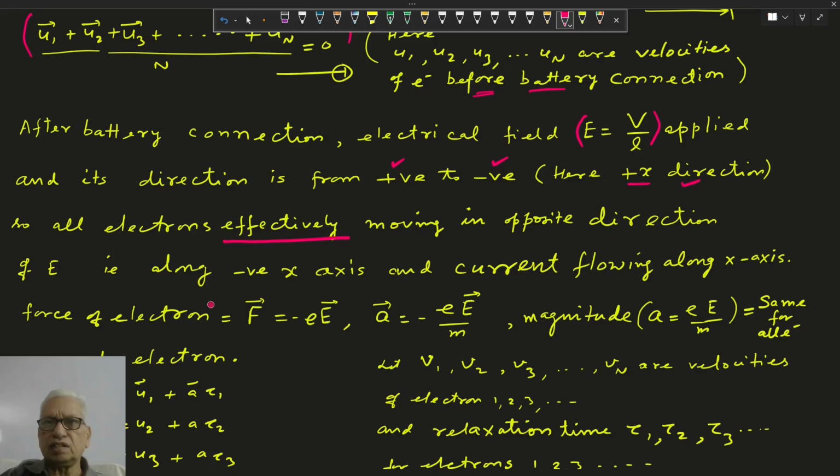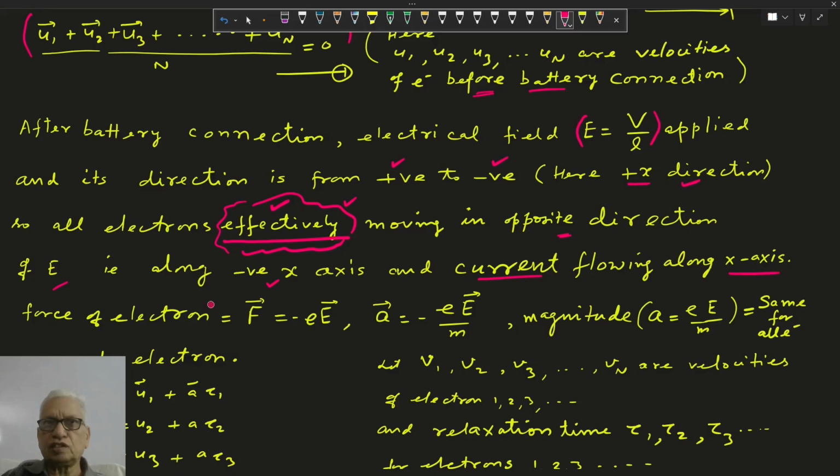Not all the electrons are moving in the opposite direction of the electrical field, but effectively, yes, they are moving in the opposite direction. Some are moving here and there, but effectively they move along the negative x-axis, while current is flowing along the positive x-axis, the opposite direction.